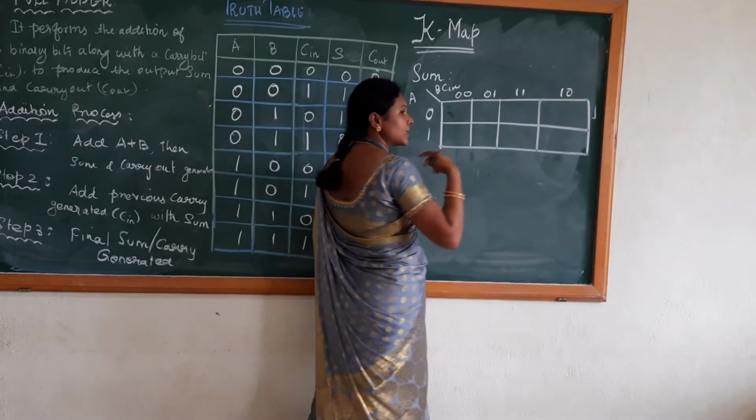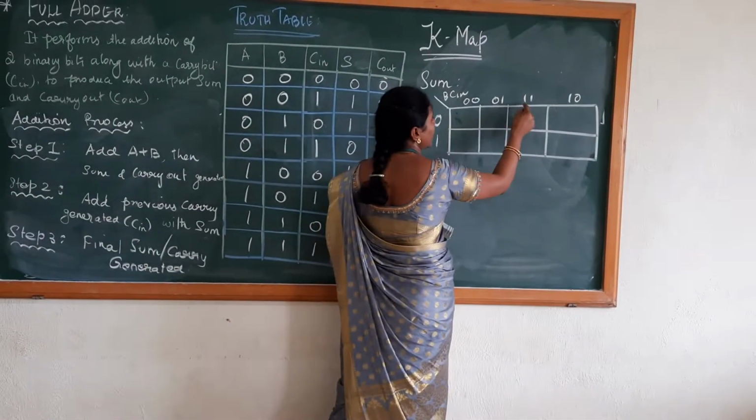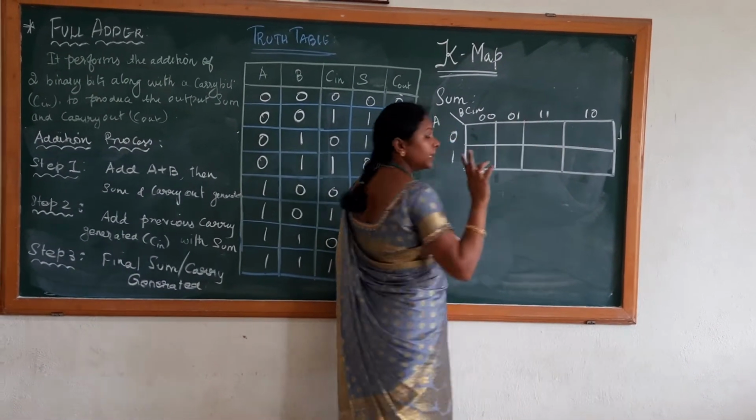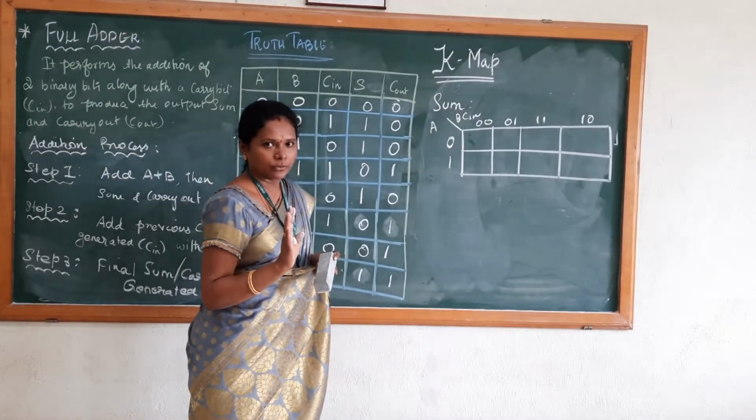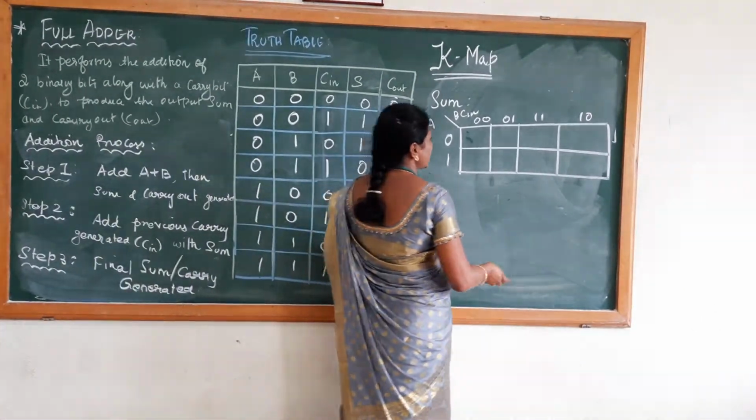Because if you start with 0, 1 and then 1, 0, there is a 2-bit change, which is not allowed. Okay, I gave you the reasons already.